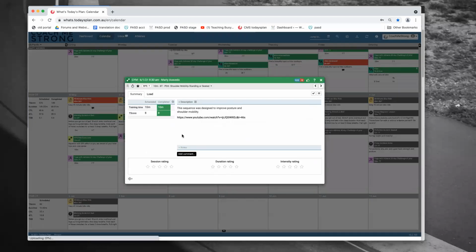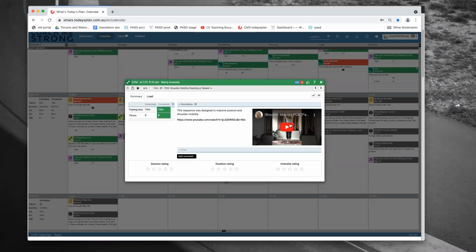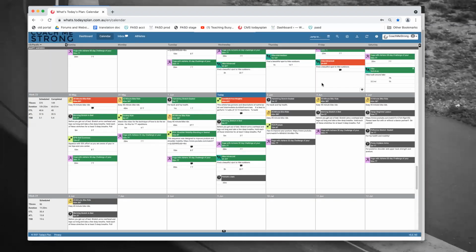Here's a PDX workout. So this has a video in it. Some of them are follow along, some of them are instructional. And when you're done, you just go here and you mark it off as complete. Super easy. So there are a couple things about this that are important.